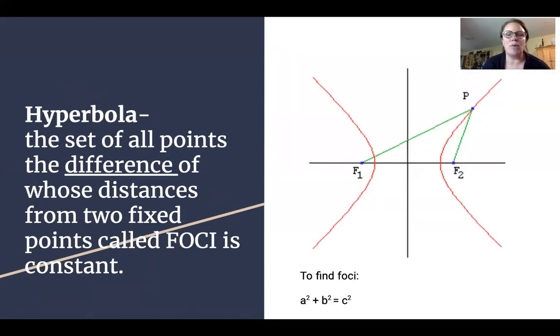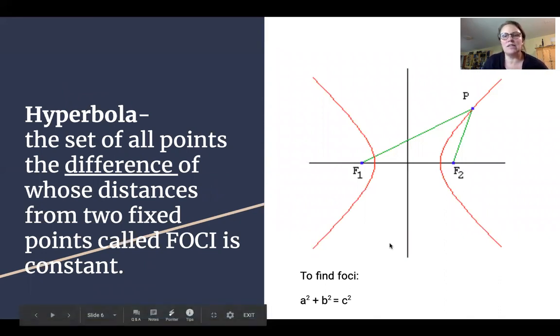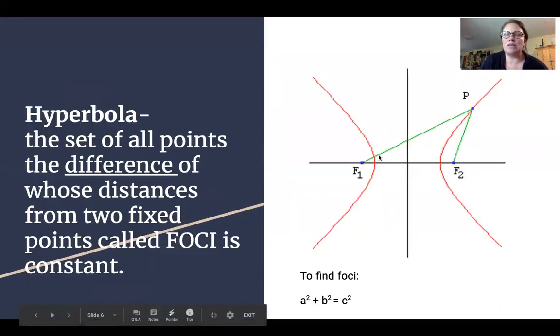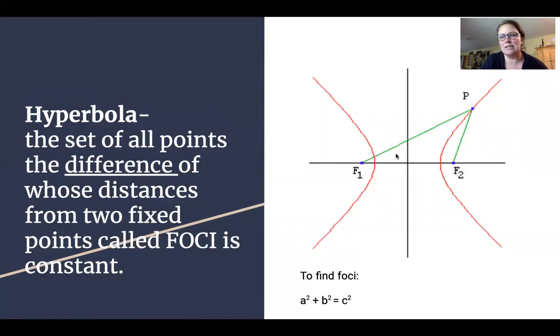If you look at the hyperbola, it's a similar definition, but it's saying the difference of those distances is constant. So if you went from F1 to P, and then subtracted the distance from P to F2, that distance would be the same as if you took, let's say, the distance from F1 to another point here minus that distance. So every single point on the hyperbola, if you subtract the distances from that point to the foci, that difference would be constant.